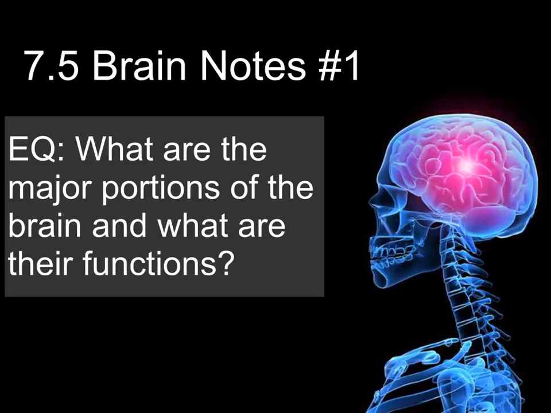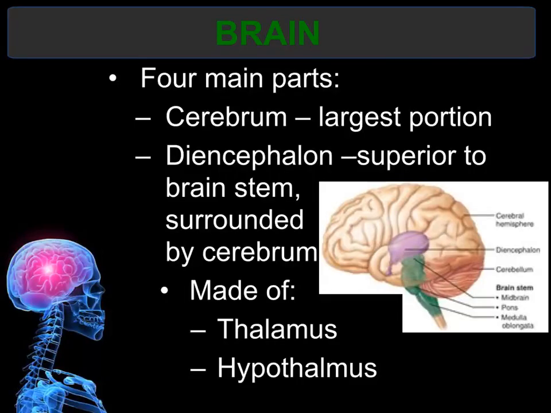This is 7.5, Brain Notes number 1. The essential question is, what are the major portions of the brain and what are their functions? It's composed of smaller parts, then broken down into even smaller portions of the brain.